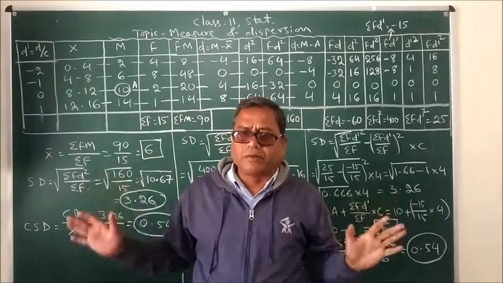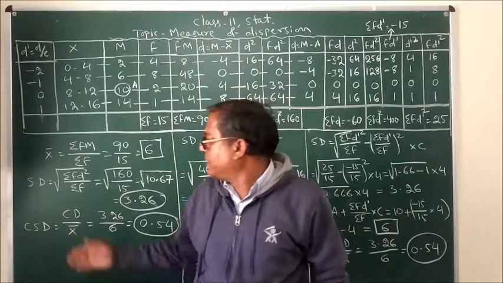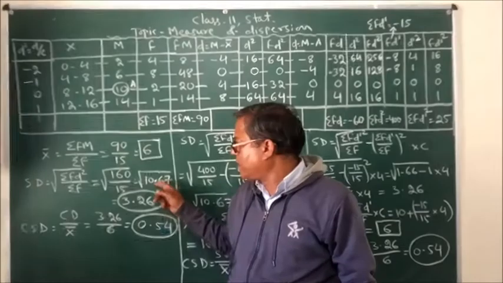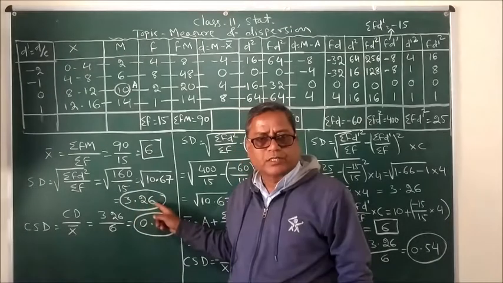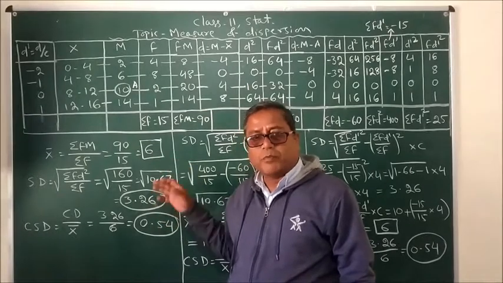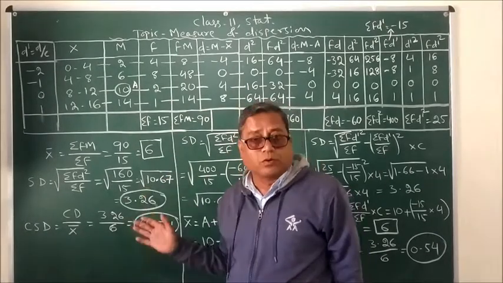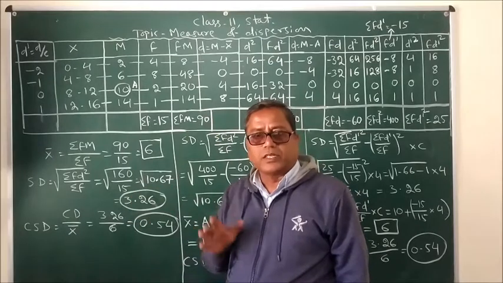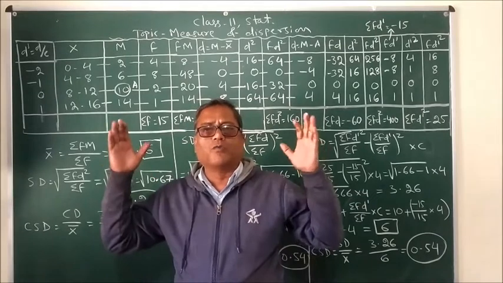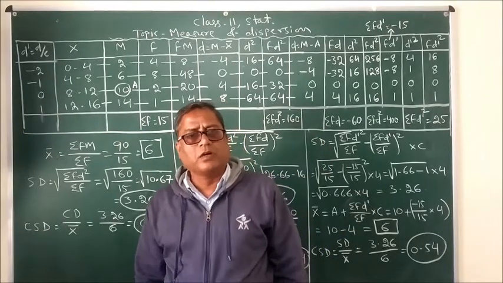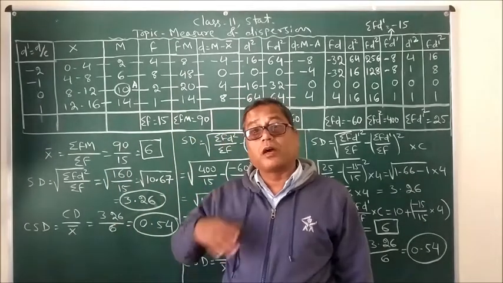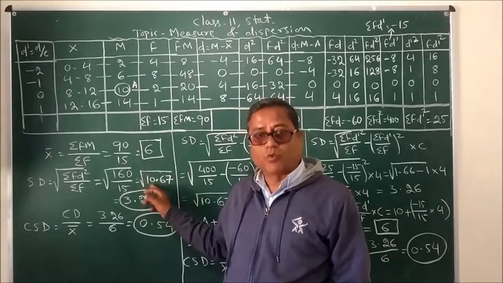Now once we get the required aggregates, simply putting in the formula, 160 upon 15 root over, that is 10.67 root over, means 3.26. But you need to ensure that you are correctly finding the square roots. After completing correlation and index numbers, in one or two videos we will be discussing how to find the square root of a given number, whether it is a round number or a fraction or a decimal number, how to accurately find the square root.